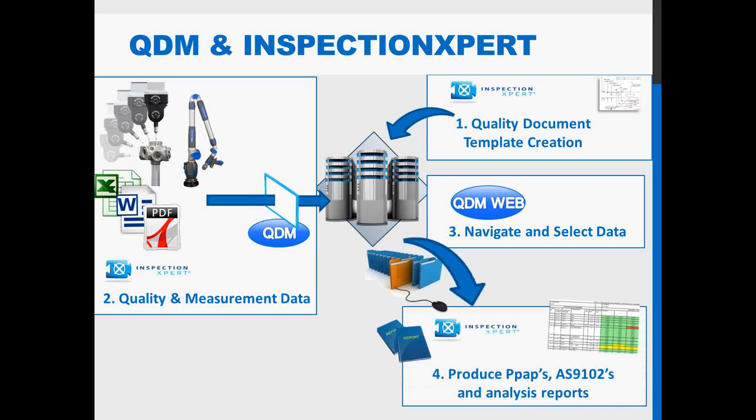And then finally, you're going to export out right into InspectionXpert your populated template, where you're going to do just some final touch-ups in InspectionXpert, and then produce your PPAPs, AS9102s, and first article inspection report for final use. And then once those are produced, you can, of course, always turn around and bring those right back into QDM and attach them onto your parts and program. So you can use QDM to organize those final reports and keep track of them. So historically, you won't lose any of your documents, and they'll all travel along with your parts and programs.